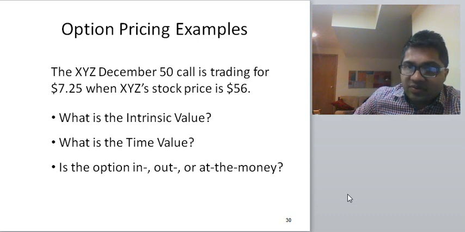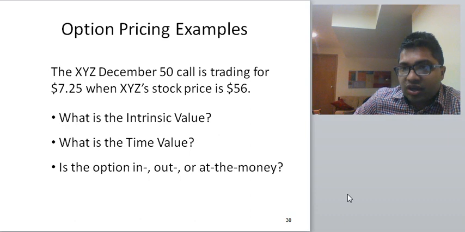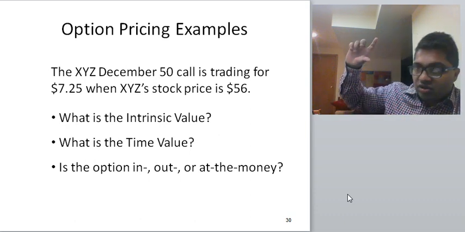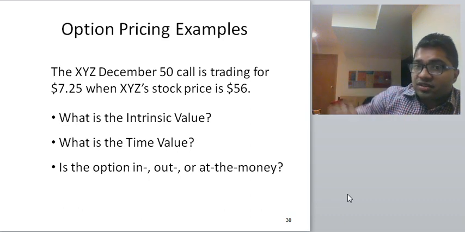Example, they have given XYZ 50 call. XYZ company's December 50 call is trading for 7.25 when the stock price is 56. So it's a call option. So price is 56, you can execute at 50. So are you in profit? Market price is 56, you can buy it at 50. So you're in profit of $6.